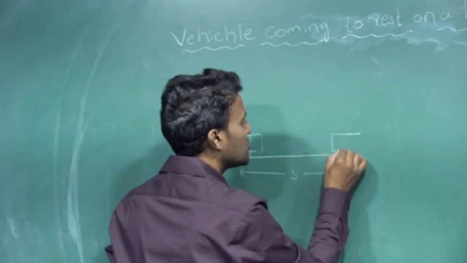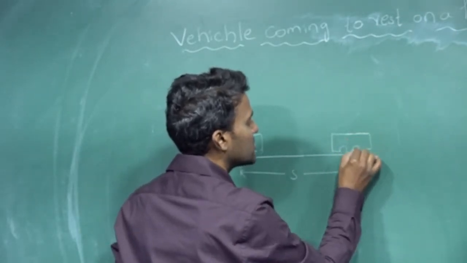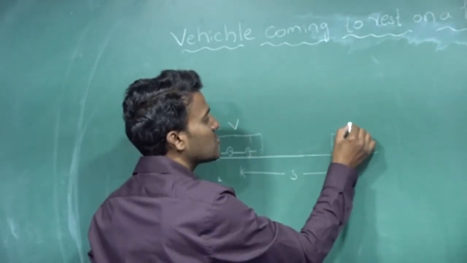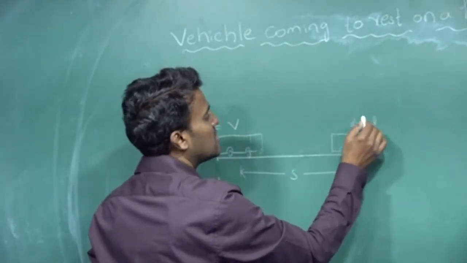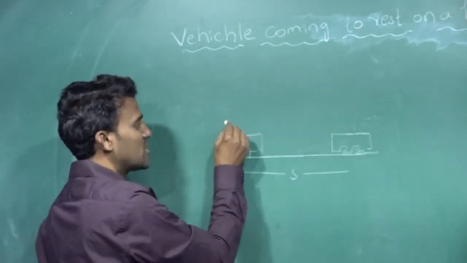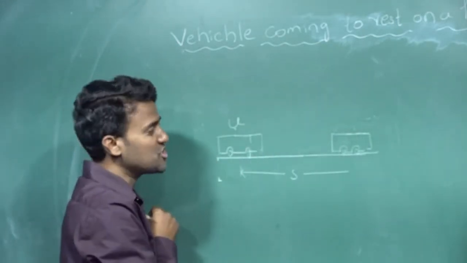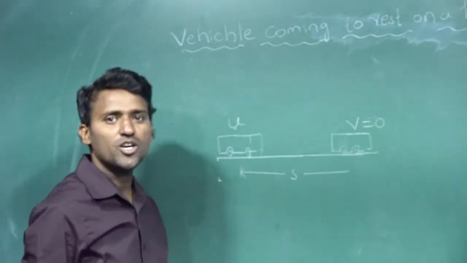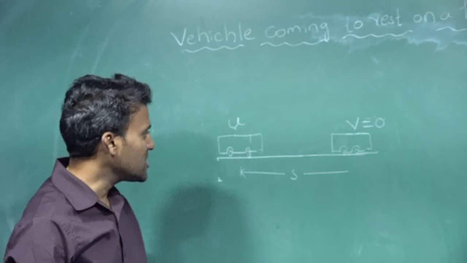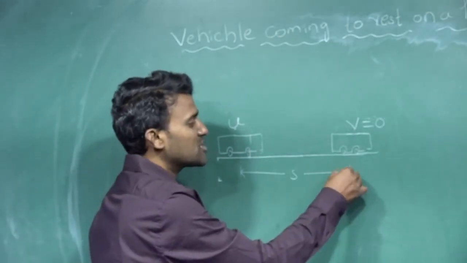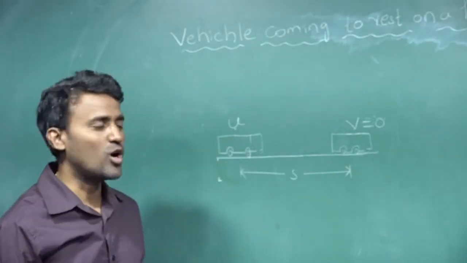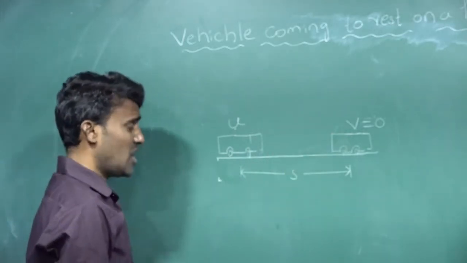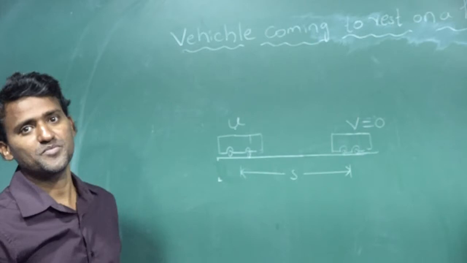The vehicle comes to rest position, isn't it? So final velocity is nothing but v final. For your understanding, initial velocity is u. Finally it comes to rest, so that is v equal to 0. So what is the distance covered by the object from here to there? We have to calculate. How can we calculate this?